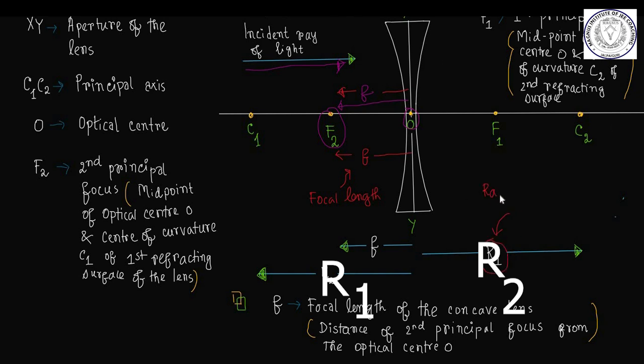R2 is the radius of curvature of the second refracting surface, and R1 is the radius of curvature of the first refracting surface.